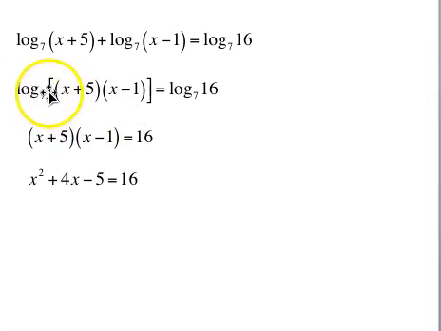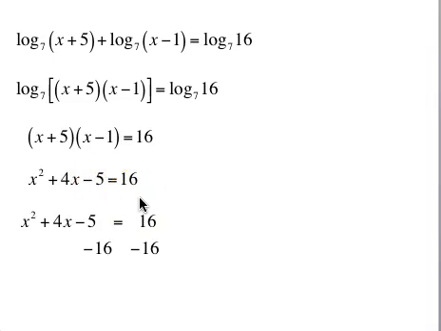Why did I do that? Because it's both log 7. Log 7 of this equals log 7 of that. So this thing in brackets, x plus 5 times x minus 1, would have to equal 16 because they're both log 7 on each side. So now that we're here, we have a quadratic. The quadratic requires us to make it equal to 0. So I'm going to subtract 16 from both sides. As we do that, then we have 0 on the right side.